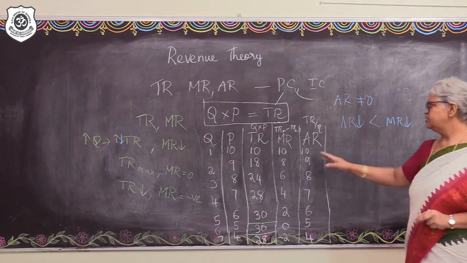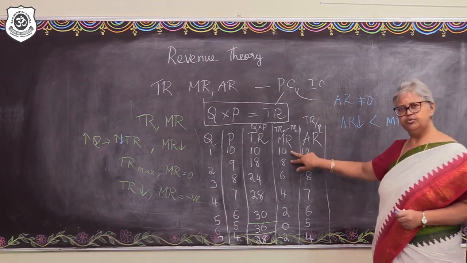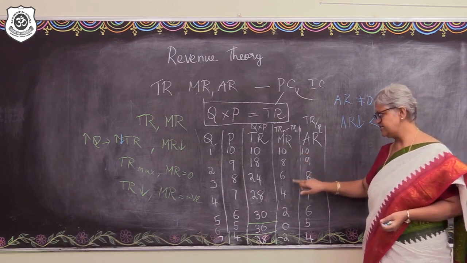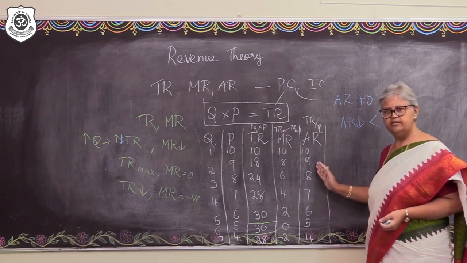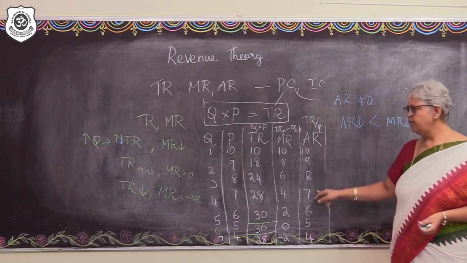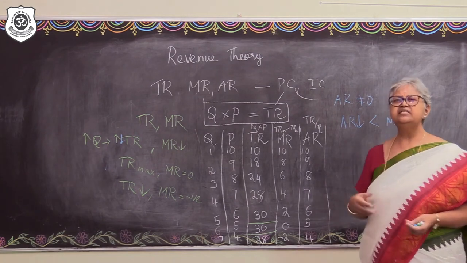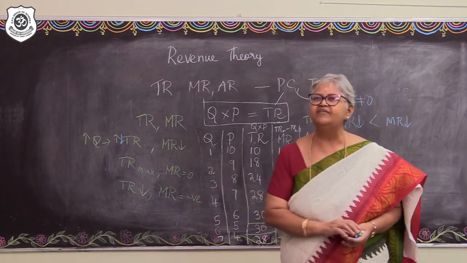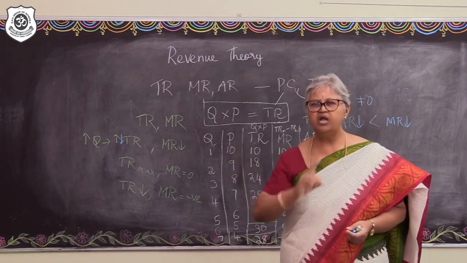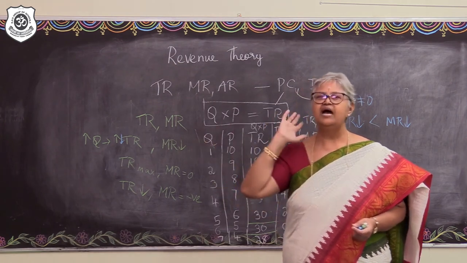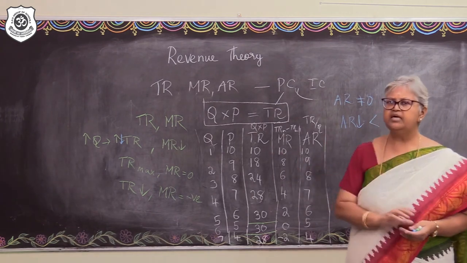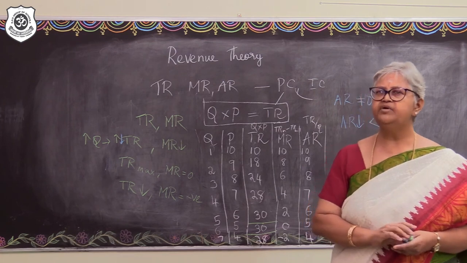And one more, if you see, by 2 units there is a change here. 10 to 8, 8 to 6, 6 to 4. Look at this. 10 to 9, 9 to 8, 8 to 7. So the MR falls twice as fast as the average revenue. Let me repeat. The MR in an imperfectly competitive market falls twice as fast as the average revenue. So that is how the revenue curves behave in an imperfectly competitive market.